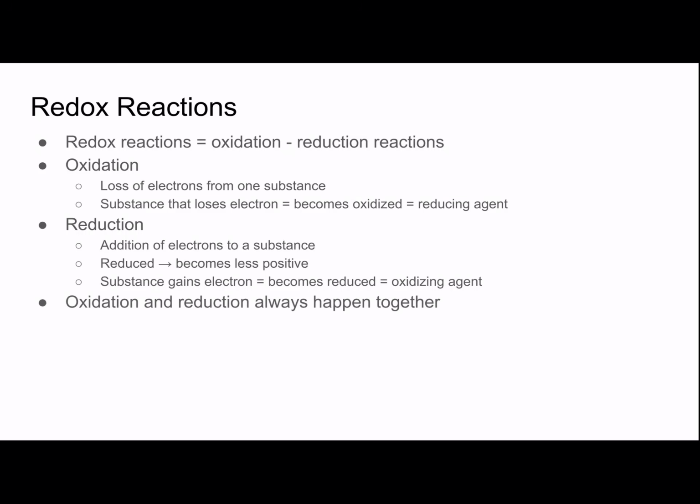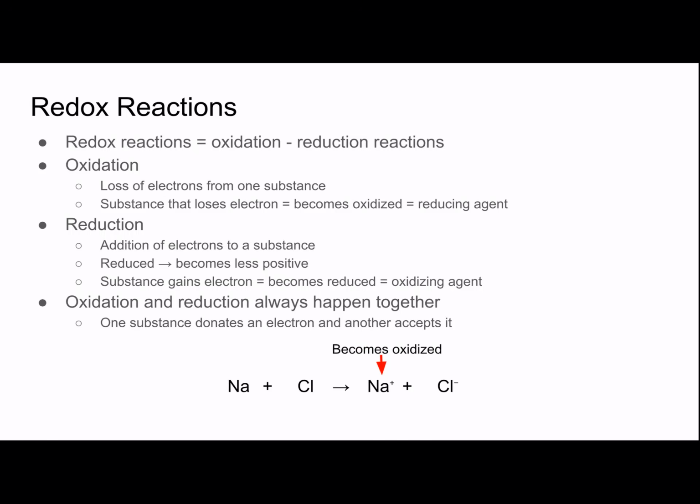I hope you can see that oxidation and reduction will always happen together because one substance will donate an electron and another one will accept it. Here's a simple example of that. We have the sodium atom and a chlorine atom. The sodium atom will become oxidized because it gave an electron away to chlorine, and chlorine will become reduced because it accepted an electron and is now less positive.